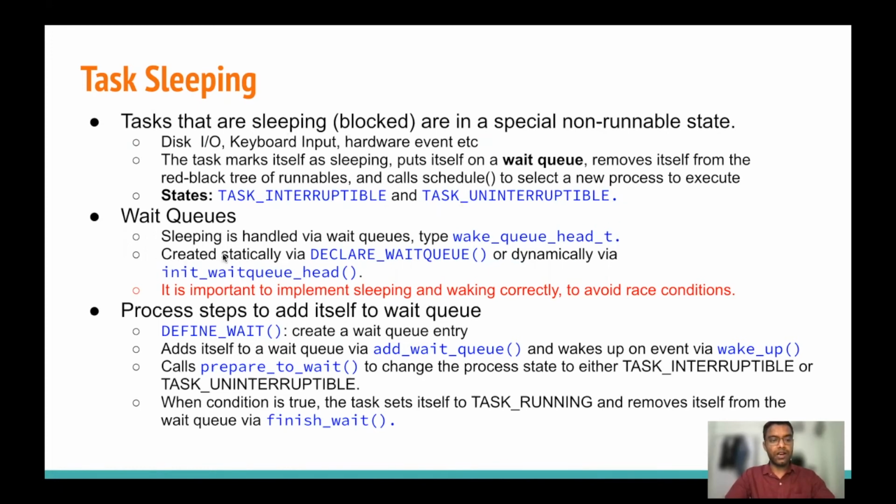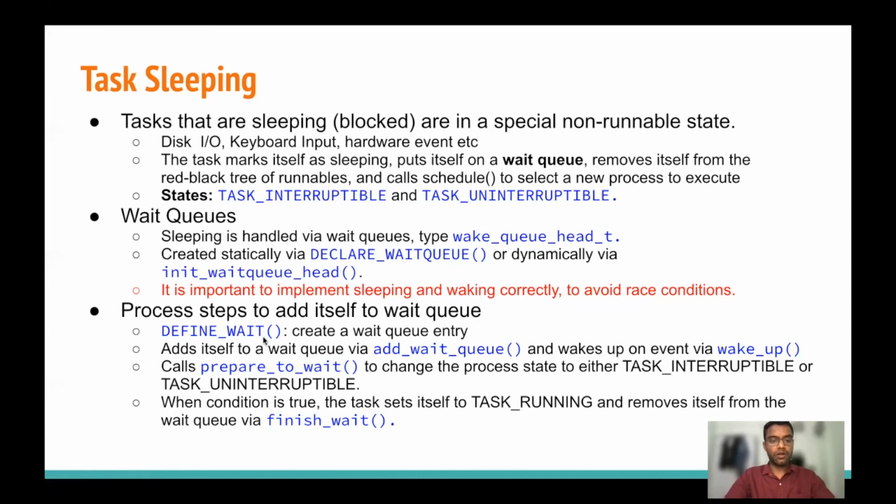We can declare wait queues statically with the help of this function or dynamically with the help of this function. I have written this line in red color because it is very important. Implementing sleeping and waking up of a process should be done very carefully because it can lead to deadlock of the system. So these are the steps a process takes when it is put into the wait queue.